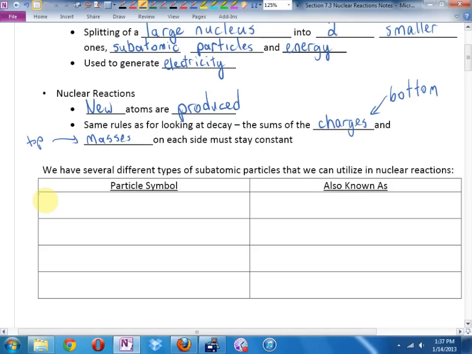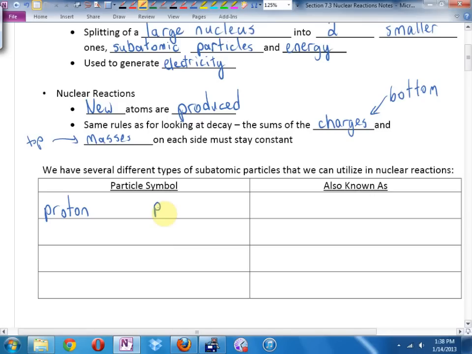We said that when you split an atom, you split a large nucleus, an unstable nucleus, into two smaller ones, and you also get some subatomic particles. So here are some of the subatomic particles that you get. You can get a proton. Writing the word proton is way too much work. What would be a good abbreviation or letter to use for the word proton? Here's how we're going to write it as a symbol. A lowercase p.